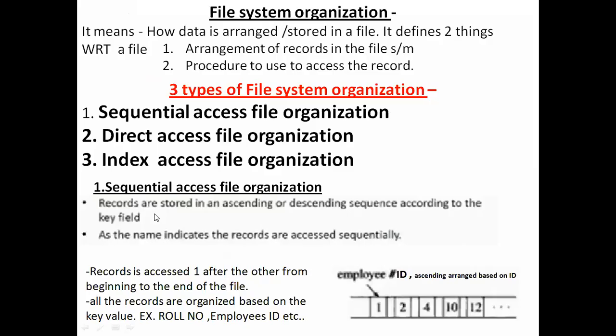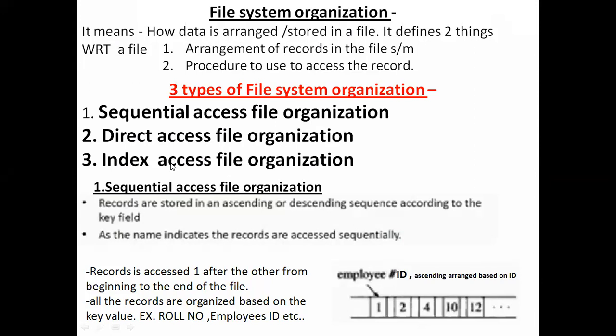Next is the file system organization. What do you mean by this file system organization? It means how the data is arranged or stored in a file. Based upon this concept, we can have basically three kinds of file system organizations: sequential access file organization, direct access file organization, and indexed access file organization. It is also called indexed sequential access file organization, or simply indexed access file organization.